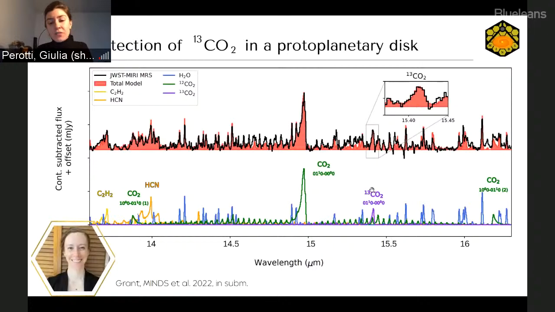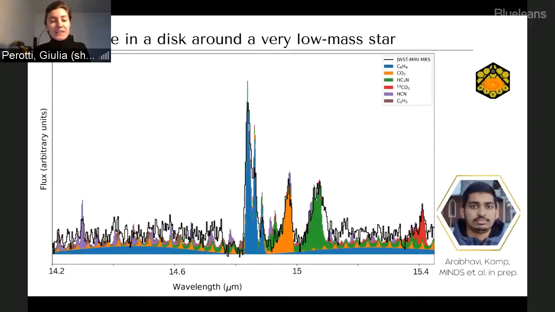So this is the first time that an isotopologue of CO2 is detected in a protoplanetary disk. Stay tuned for this result, which will be submitted very soon. This is another disk, another exciting result. This is a spectrum of a disk around a very low mass star. This is work carried out by Aditya Arabi et al.